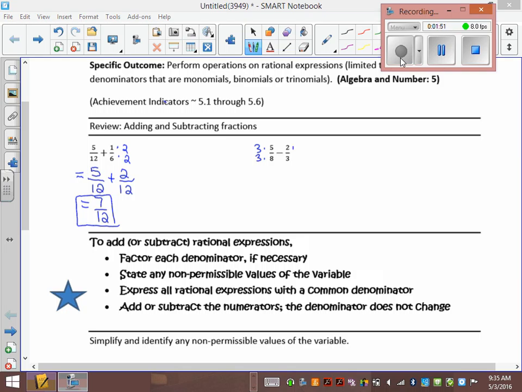And then this one's 8 and 8. And so you get 15 over 24 minus 16 over 24, which is negative 1 over 24.